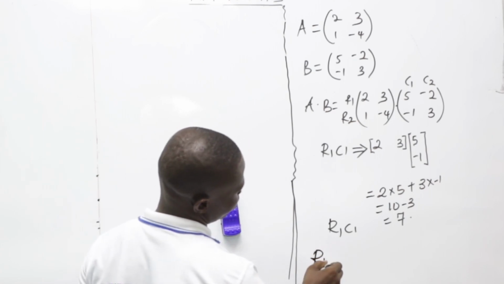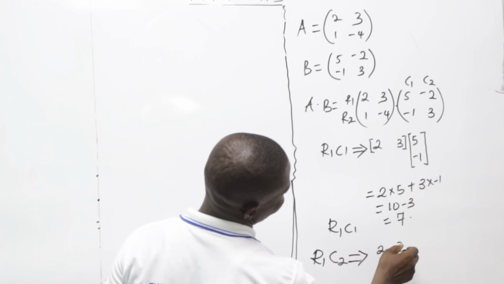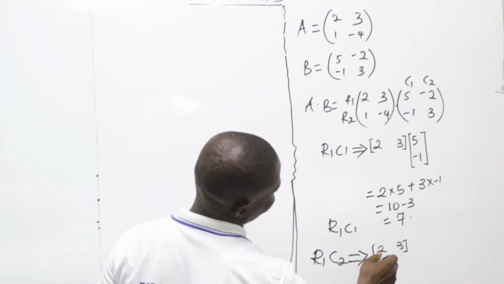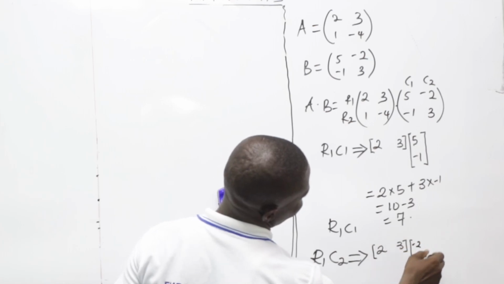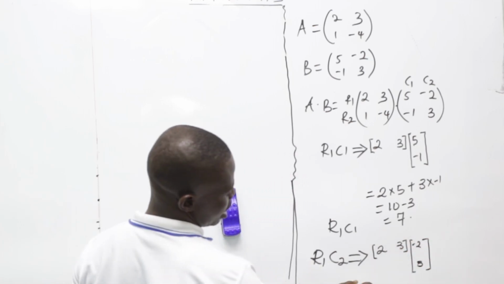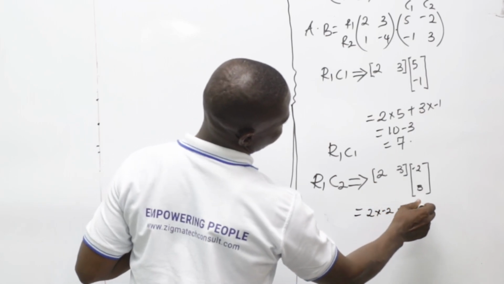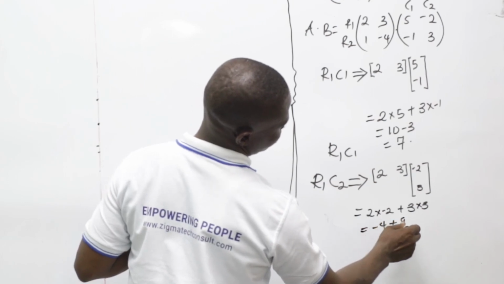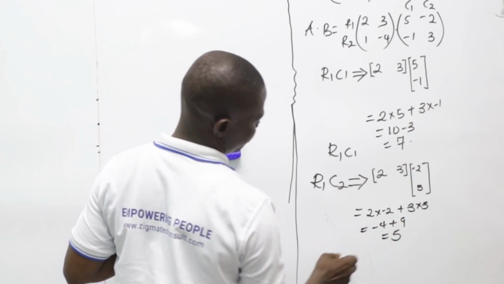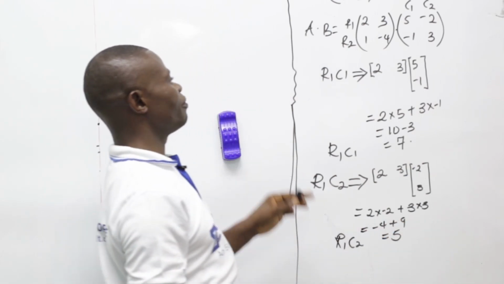Then row 1, column 2 implies 2, 3 against column 2, minus 2 and 3. Multiplying out, 2 times minus 2 plus 3 times 3 to give us minus 4 plus 9 to give us what? 5. That is row 1, column 2 equals 5.